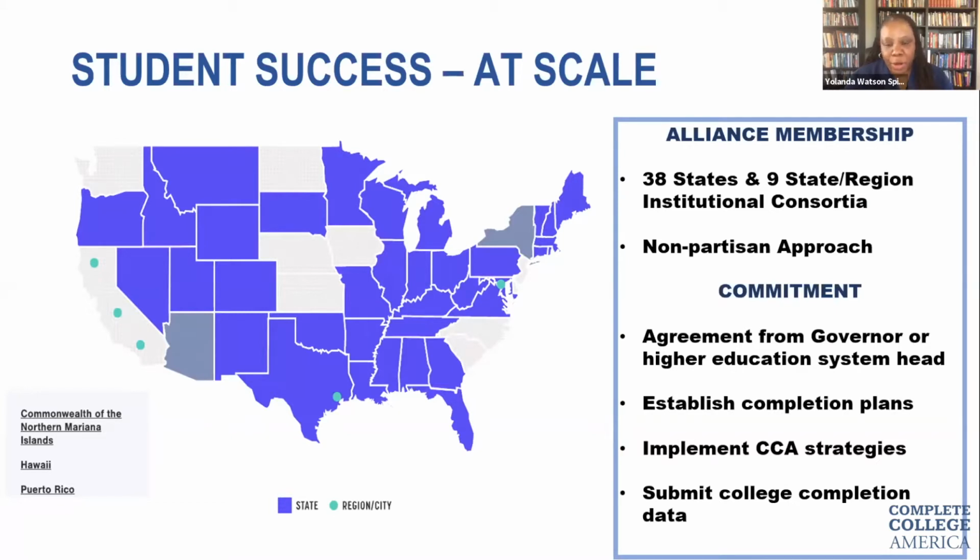We are nonpartisan in nature, and so we have commitments and agreements from governors of all different types of states, blue and red, and we help them to establish college completion plans and attainment goals. And the ways that we help them to achieve those goals is through the implementation of the CCA strategies. We also have them submit their college completion data so that we can partner with them in holding themselves accountable for achieving those goals.